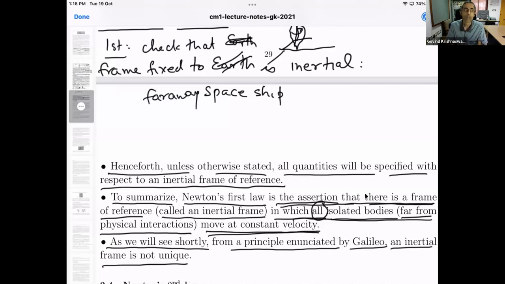Or you somehow account for the effect of gravity and then subtract that off, and then see whether isolated bodies are traveling in straight lines. If that is the case, then you will conclude this frame is inertial. In practice, that is what you would need to do.